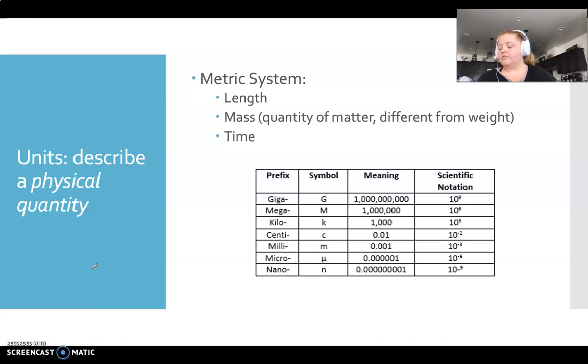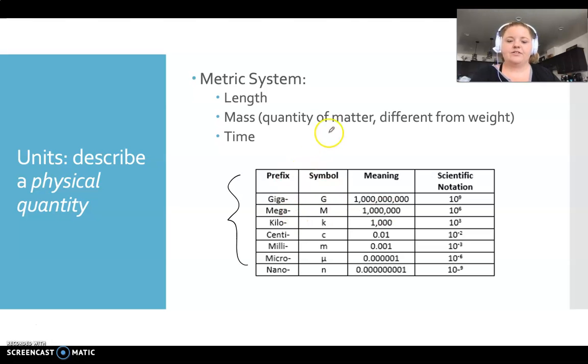So, units describe a physical quantity. And we use the SI system, and I will talk about that in the next slide. And in the metric system here, we have length, mass, and time. And I also have a chart here that shows you the different scientific notations and prefixes as well as their meanings.